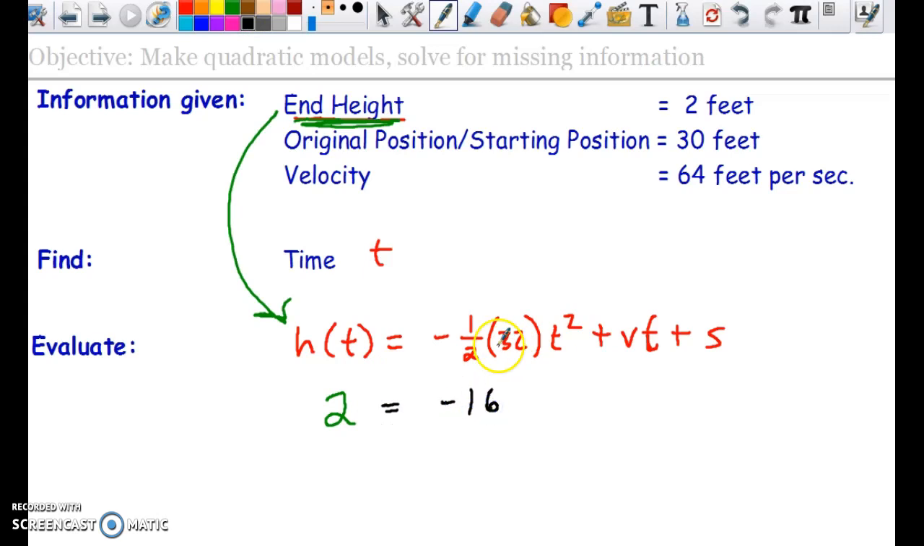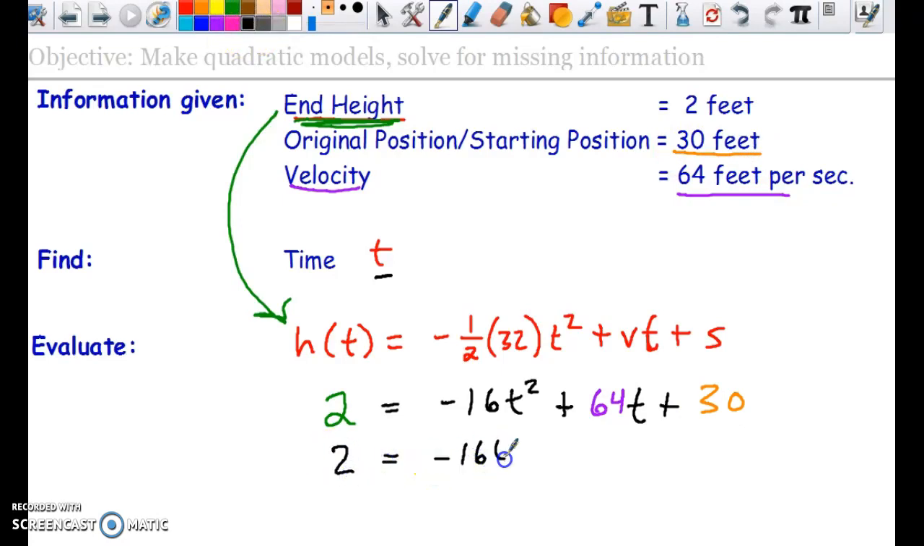What's going to go in for t? I don't know. That's what I'm trying to solve for. T squared. What's going to go in for the v? Well, the v is the velocity, and they give us the velocity. It's 64 feet per second. I'm going to put 64 in for the velocity. Still don't know what t is, so that's going to remain a t, plus the starting height. What's the starting height? Well, starting height was 30 feet. It tells us right at the beginning. So now I have this equation, which is 2 equals negative 16 t squared plus 64t plus 30.